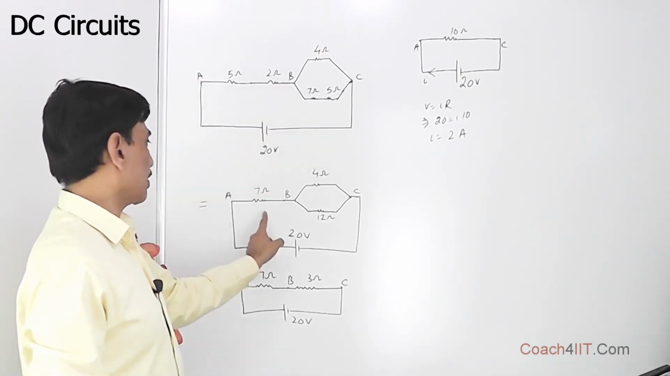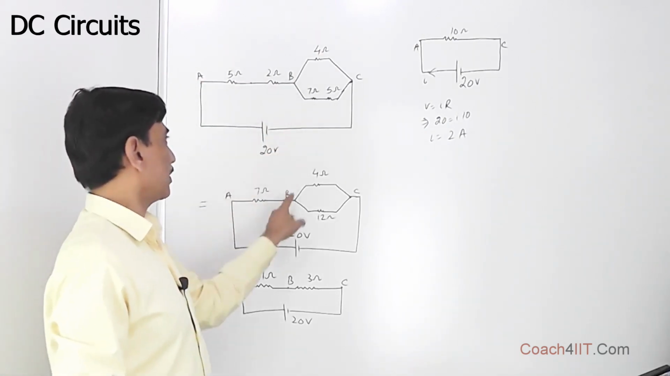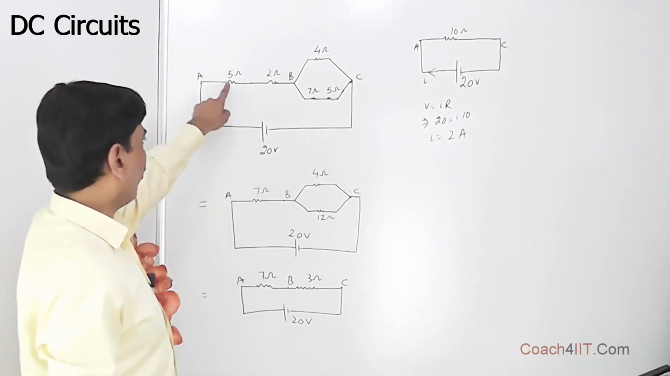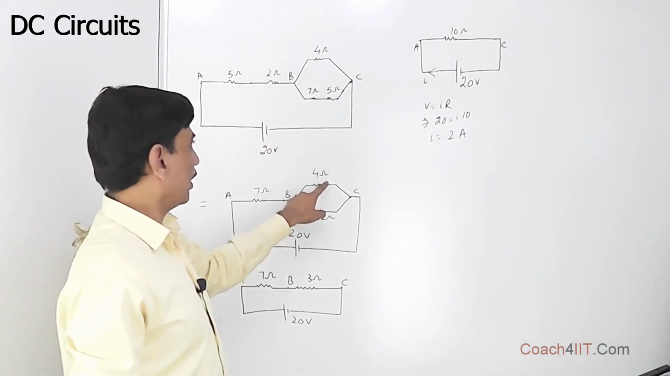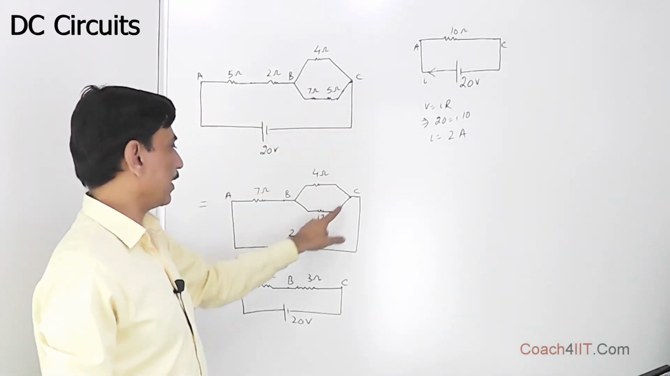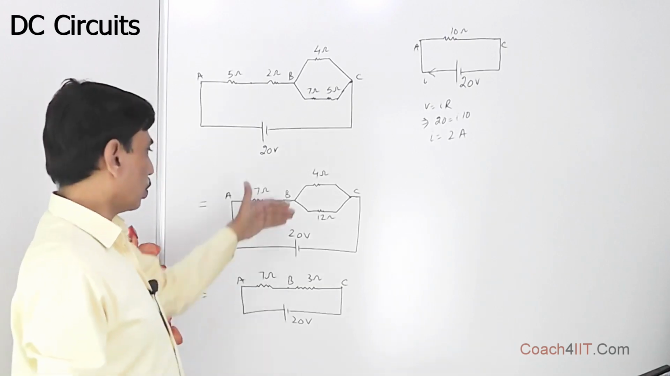So 5 plus 2, 7. A is here, B is here, C is here. So 5 plus 2, that is 7, it makes 7. 4 ohm is over here, 7 plus 5, so they have been replaced by a single resistance of 12 ohm. We go to the next step.